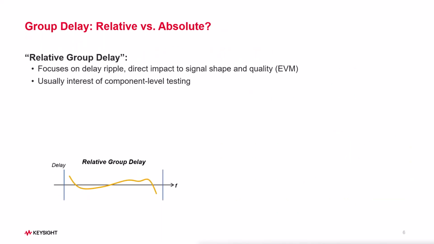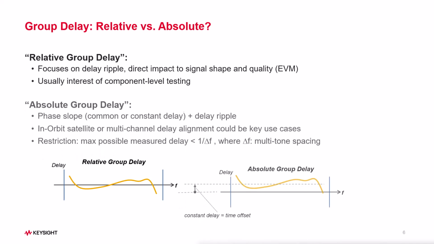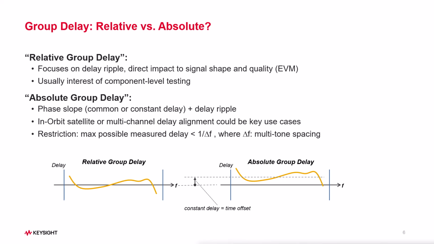Relative group delay focuses on the delay ripple, which directly impacts the signal shape and quality, such as modulation quality (EVM). This aspect is typically of the interest in the component level testing. In contrast, absolute group delay includes the constant time offset plus the delay ripple, looks at overall timing changes, useful for the satellite application or the multi-channel delay alignment.